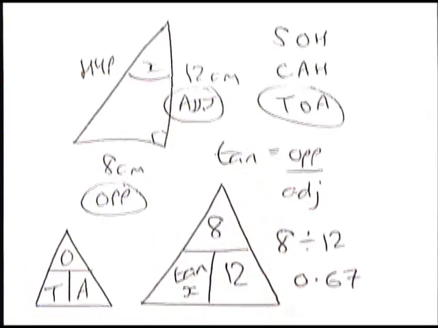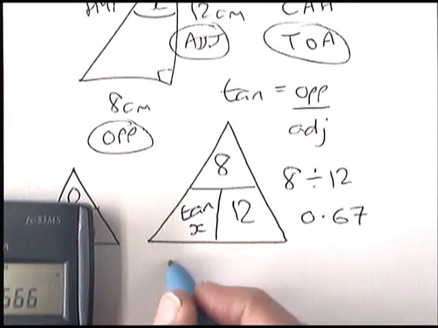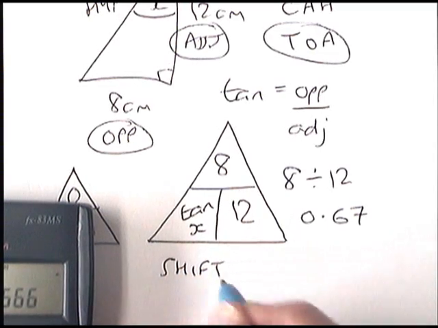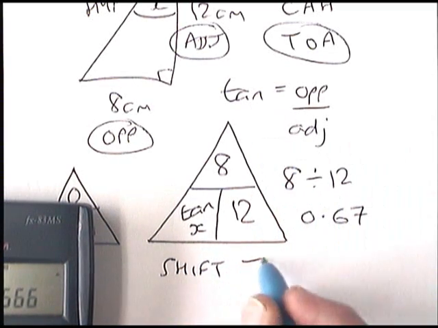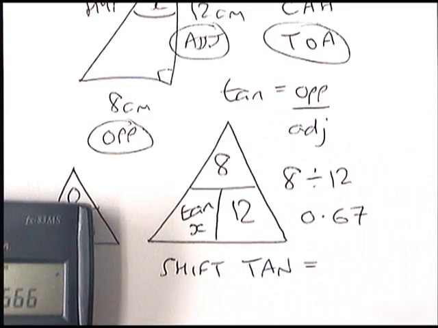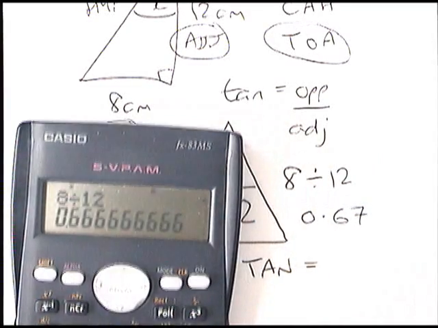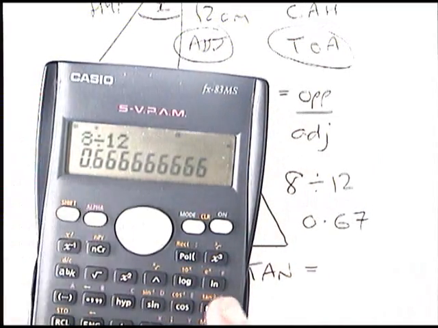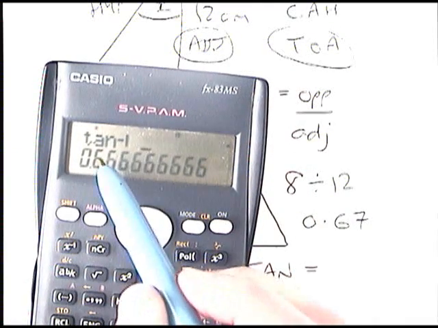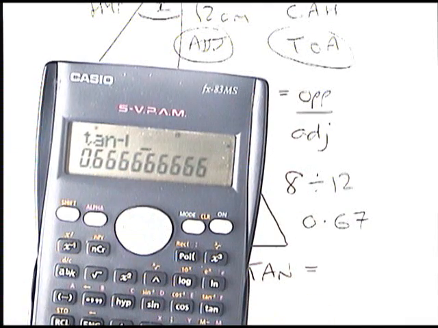Final step, to find the angle, you always need to do shift, and we use tan, so it will be shift, tan, and then equals. So keep that decimal number on your screen and do shift, tan. That will put on your calculator screen tan to the minus 1. That's fine. Then do equals.